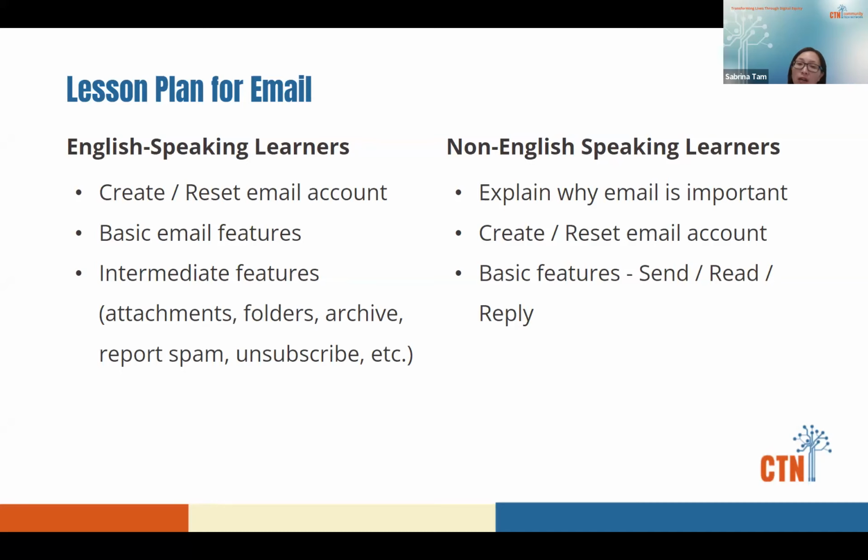And we have to spend a lot of time helping them create the email account. And most of the time, we just focus on the basic features, just how to send, read, or reply to an email, not those intermediate features that we sometimes teach to the English-speaking learners. So that is how we adjusted the program, the lesson, depending on the group.